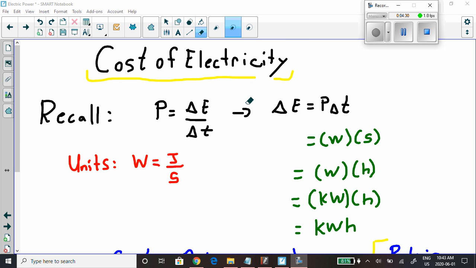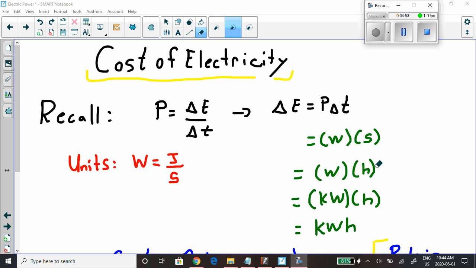The other thing we want to look at in this section is the cost of electricity. So let's remind ourselves of a few things. Power is equal to amount of energy transferred over time, and we learned way back in chapter 4 that the unit for that was a watt, which is equal to a joule per second. We're going to rearrange this equation. So energy is equal to watt times second.